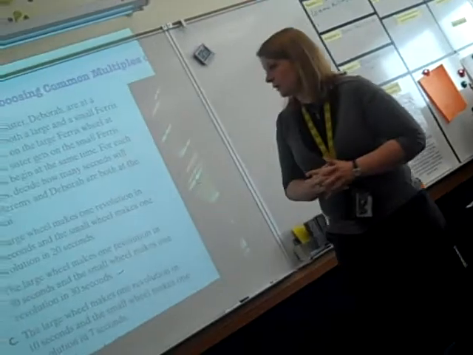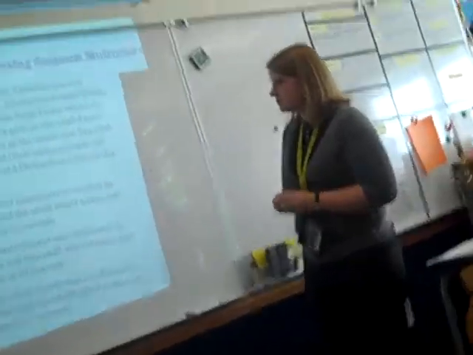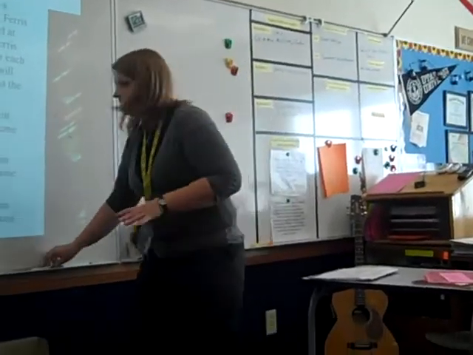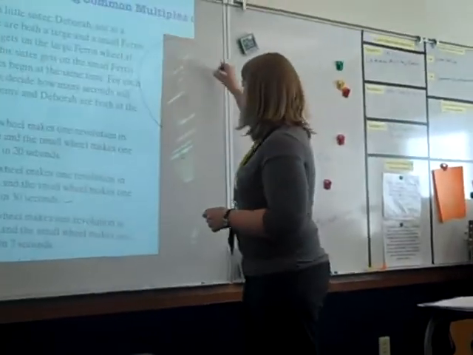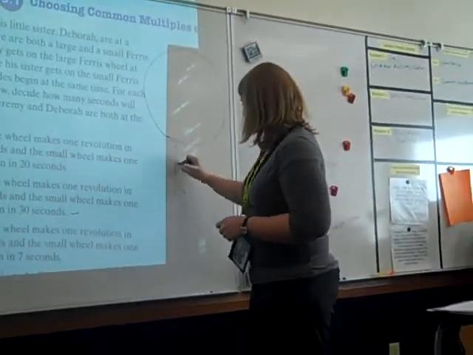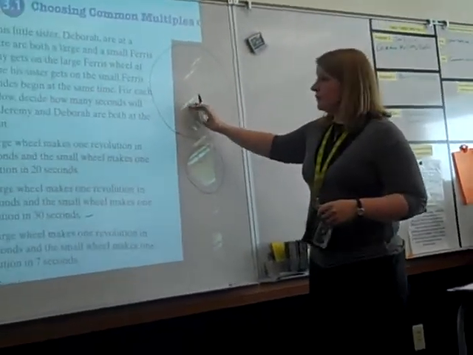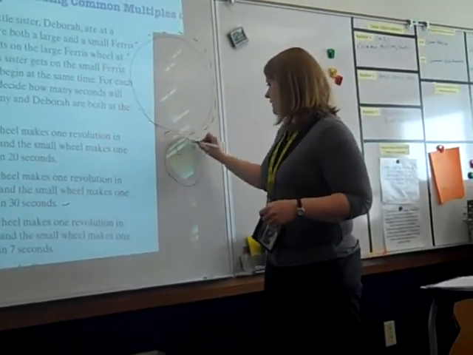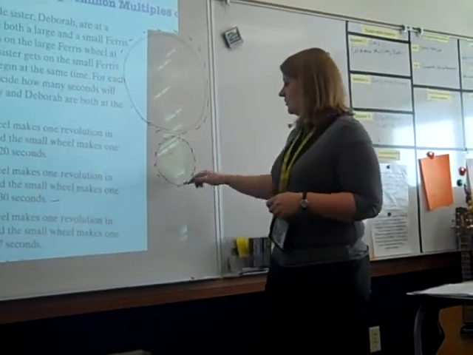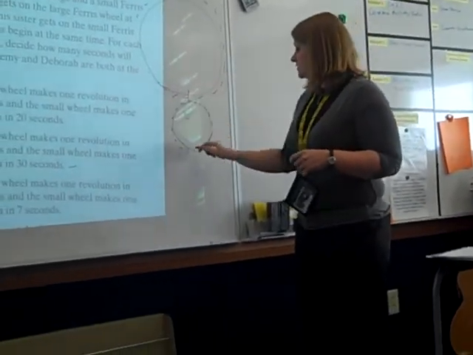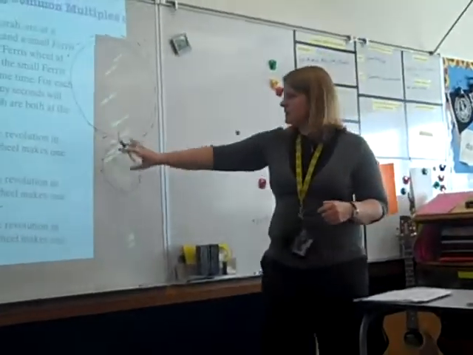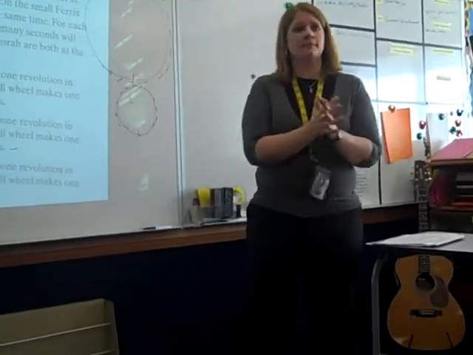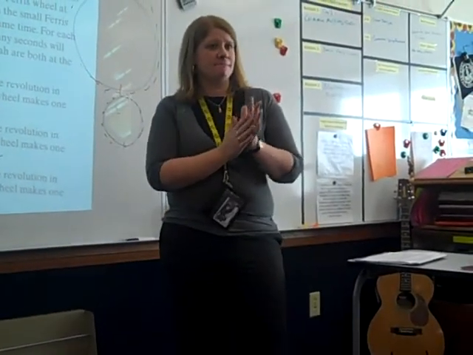So for instance, for this first one, the large wheel makes one revolution in 60 seconds. And the small wheel makes one revolution in 20 seconds. So to visualize what we're talking about here, here's our big Ferris wheel, and our little one. Our big one is going to take 60 seconds to get all the way around, and our little one is going to take 20 seconds. So if we've got 60 seconds and 20 seconds, how are we going to find out when they are going to be at the bottom at the same time? What do you guys think?